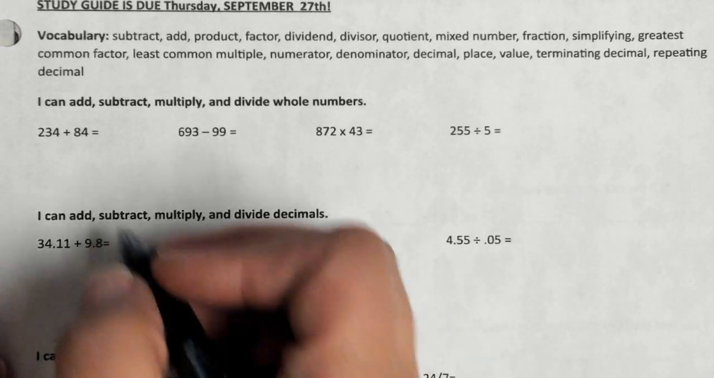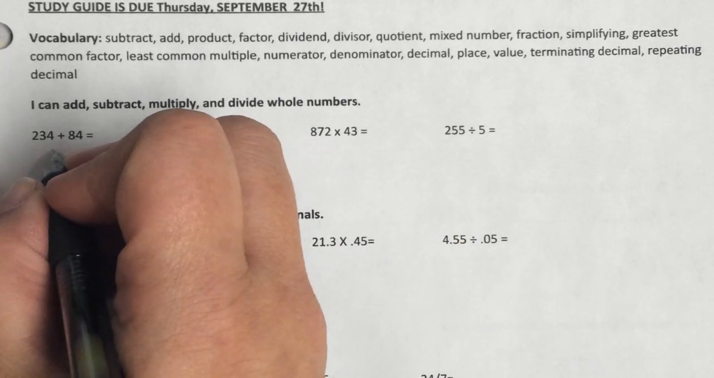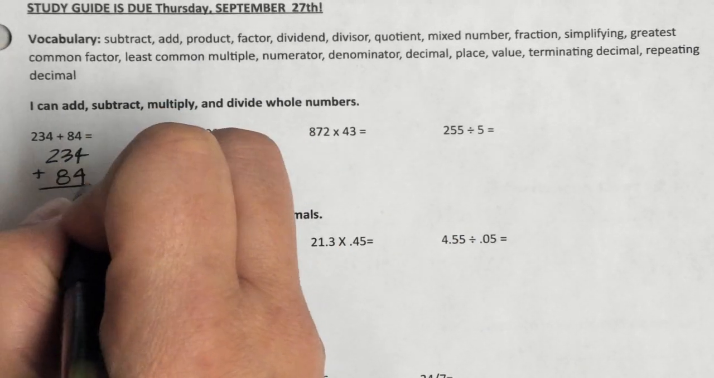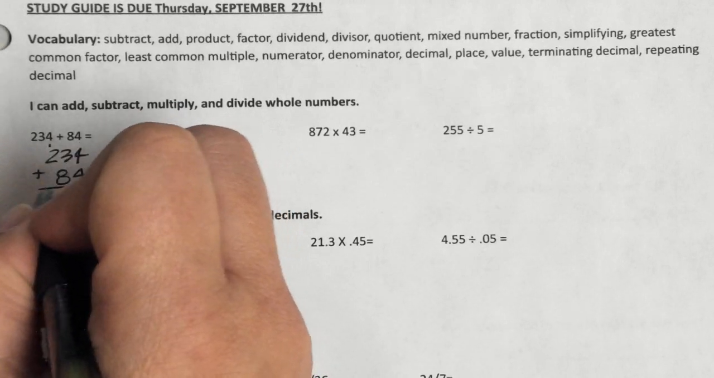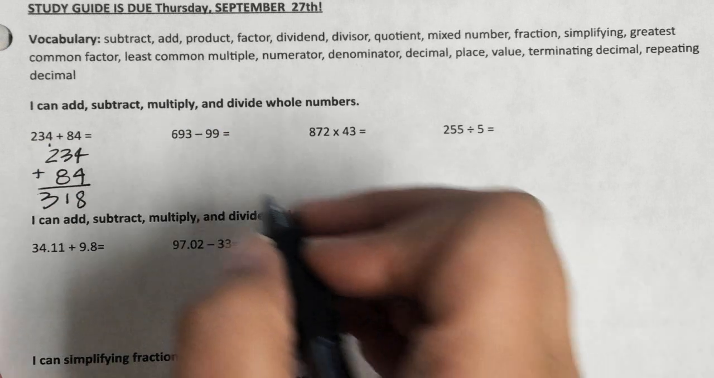All right, so looking at the first one, adding, subtracting, multiplying, dividing whole numbers. So 234 plus 84, and you should have 318. Okay?